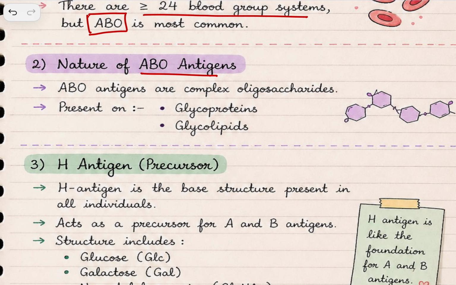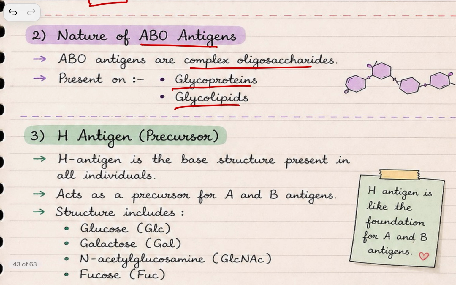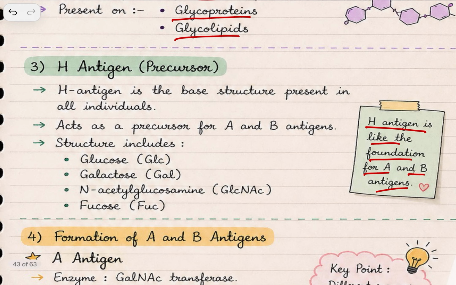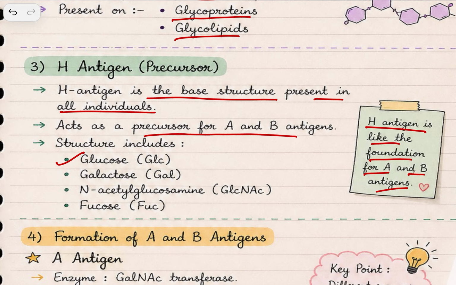Nature of ABO antigen: they are complex oligosaccharides present on glycoproteins and glycolipids. H antigen is a precursor molecule. H antigen is like the foundation for A and B antigen, and leads to formation of A and B antigen. H antigen is the base structure present in all individuals. Structures include glucose, galactose, N-acetyl glucosamine and fucose.